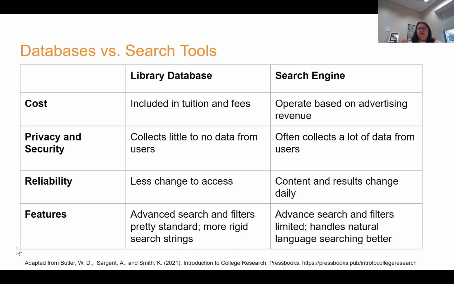Whereas search engines, again, don't have as many bells and whistles, but they handle natural language searches much better. When I say natural language, it's how you would naturally ask the question, right? So how does this work? Or what does this do? Or who is this? Those kinds of questions are handled much better by search engines, not so much by the library databases, where we really want to be pulling out individual search terms to create our searches.